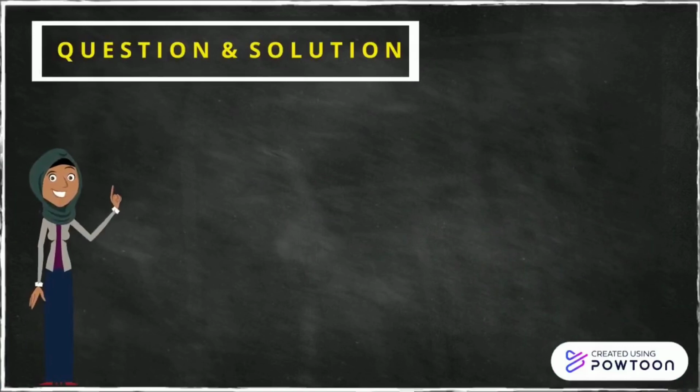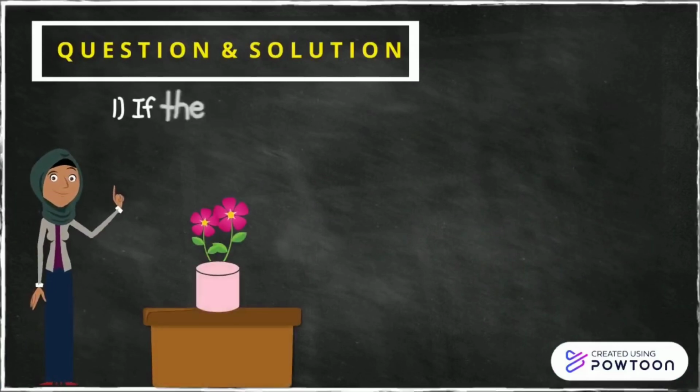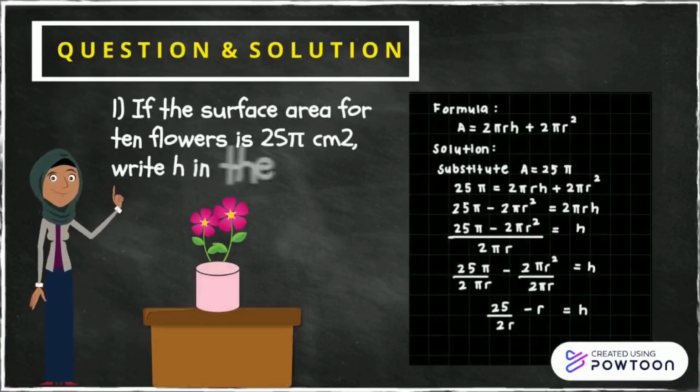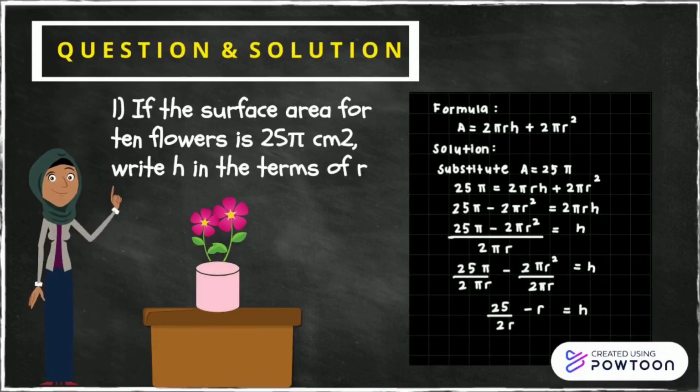First question. If the surface area for 10 flowers is 25π cm², write h in terms of r. Because in the question we are using a cylinder-shaped vase, we must know the formula for the surface area of a cylinder, which is 2πrh plus 2πr². And then we substitute the value given for the surface area, which is 25π. Rearrange all the formulas, and then lastly we get h equals 25 over 2r minus r.